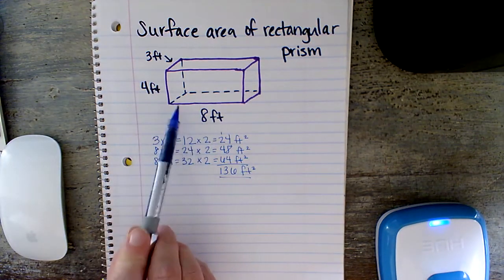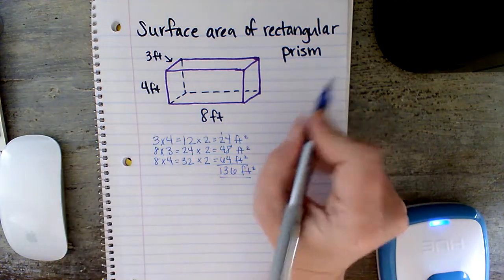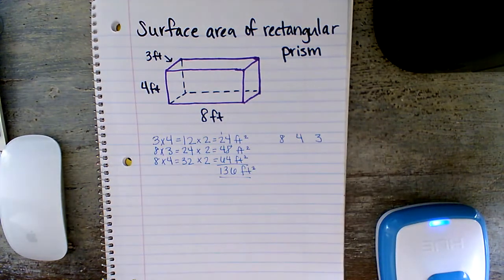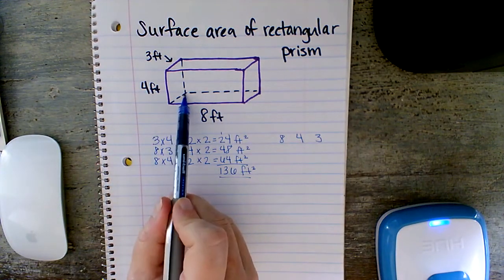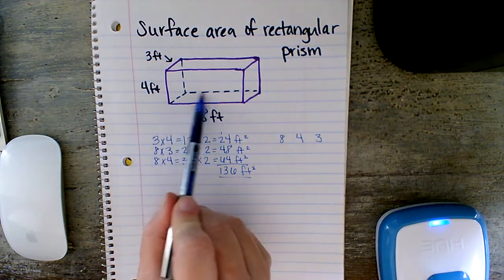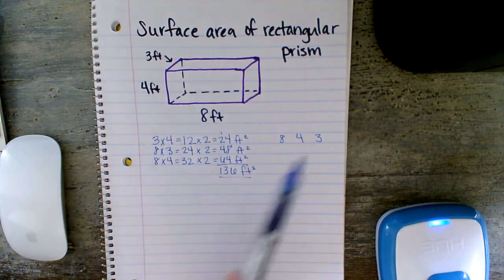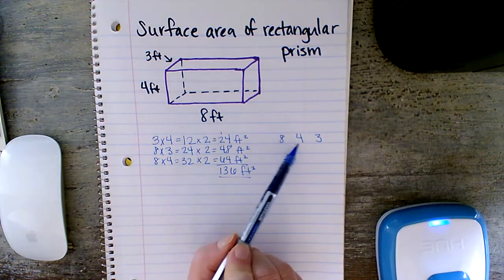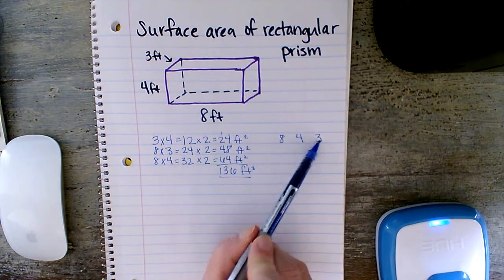If you're confused about where I got all these measurements, all you have to remember is I have 3 numbers: 8, 4, and 3. I'm just going to write those down to the side. If you get confused about how long this side is or how long that side is, don't worry about that. All you need to remember is your measurements are 8, 4, and 3, and everybody gets a turn multiplying with everybody else.